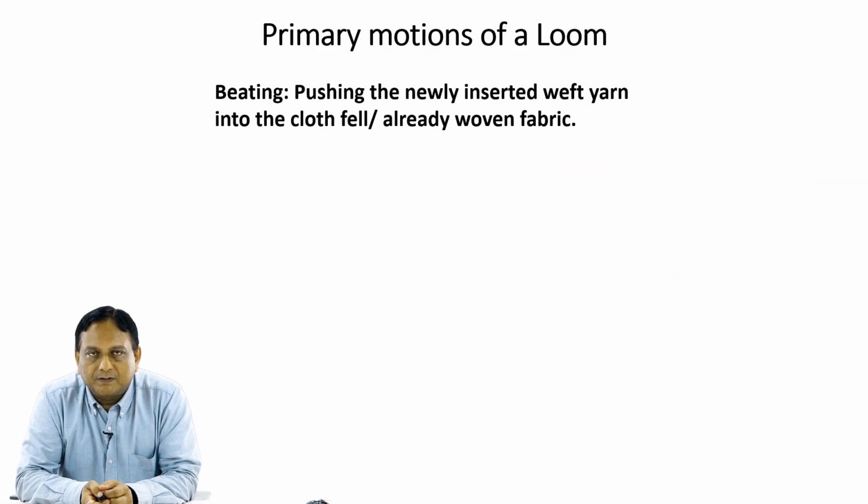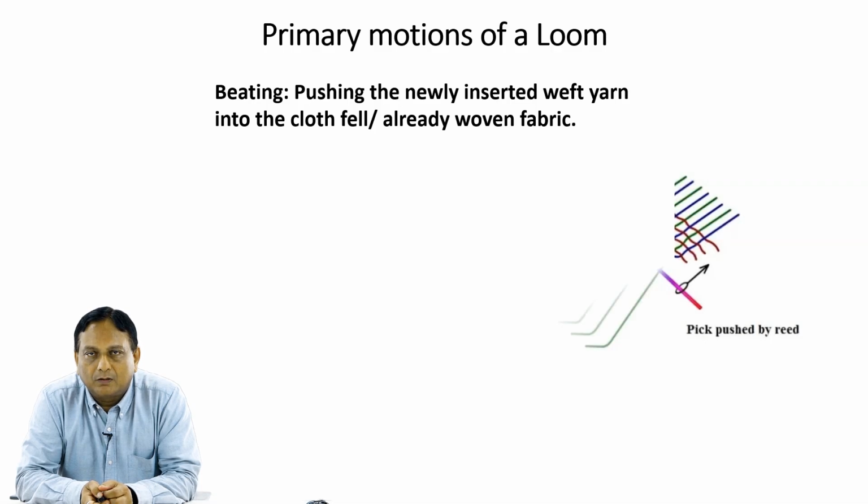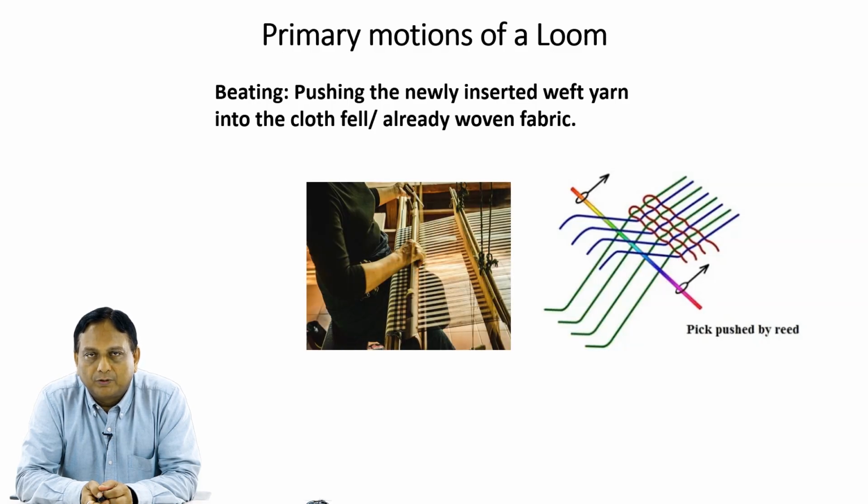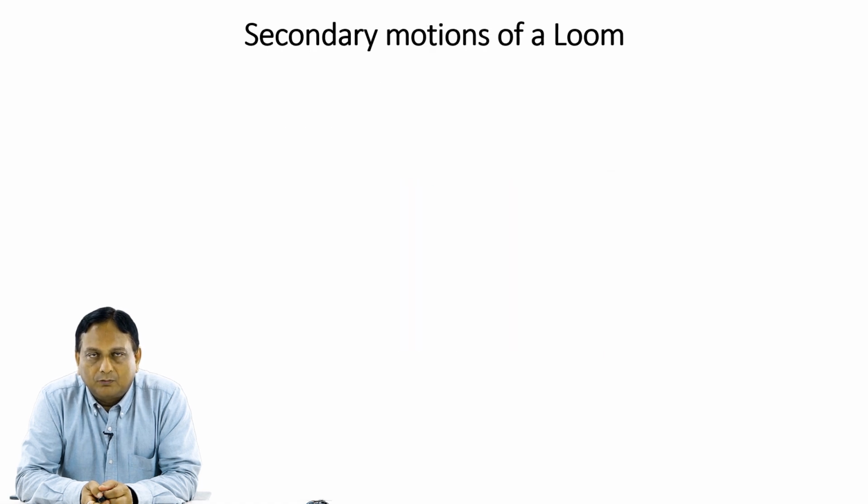Then another operation in the primary motions comes under beating operations or beat-up operations, pushing the newly inserted weft yarn through the shed into the fell of the cloth, that is the already woven fabric, which is schematically shown here. How the pick is pushed by the reed is shown here in the particular picture. Now these are the primary motions of a loom.